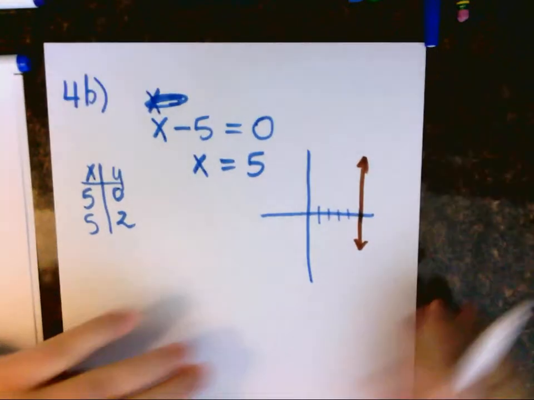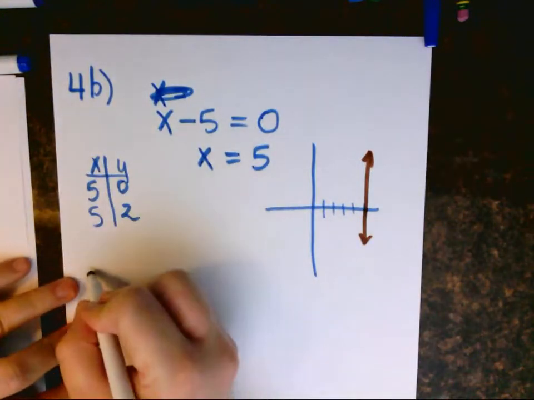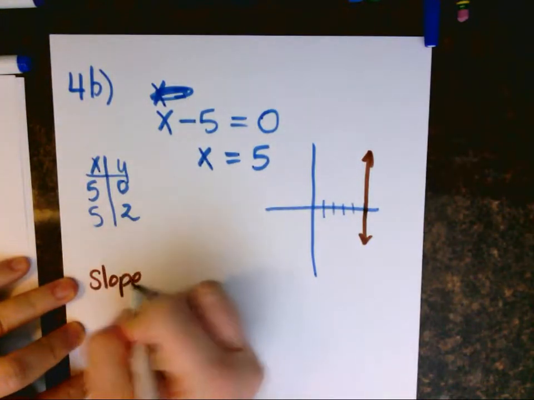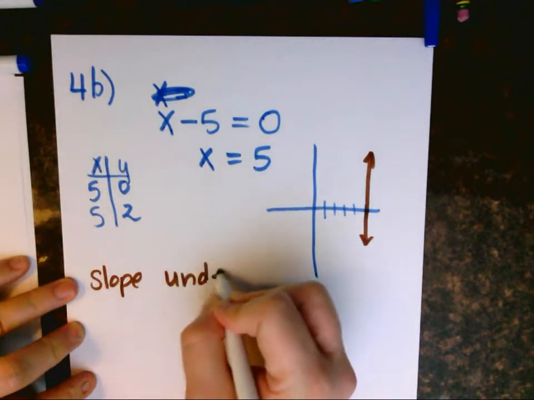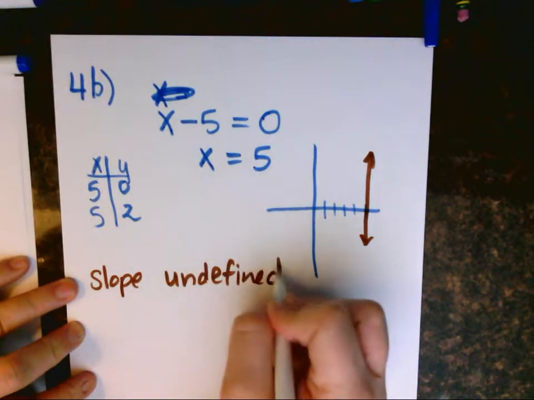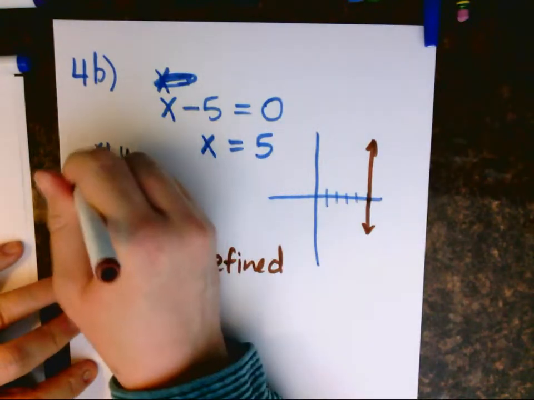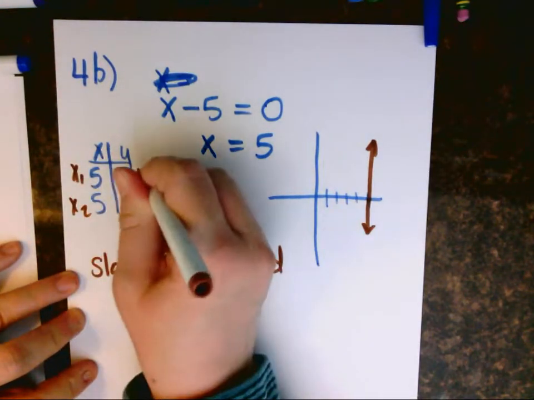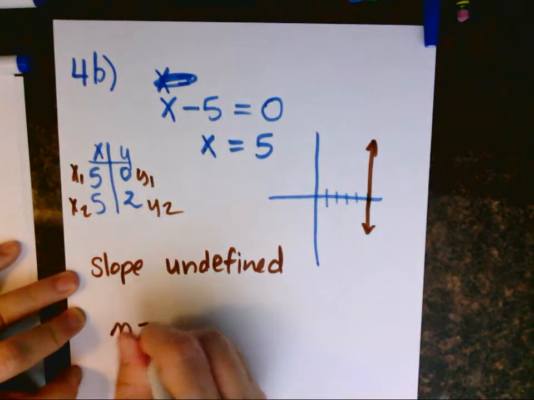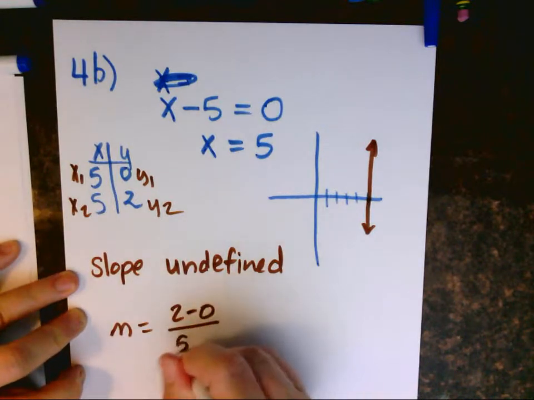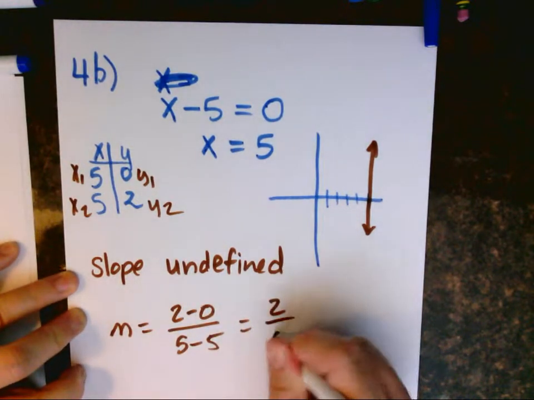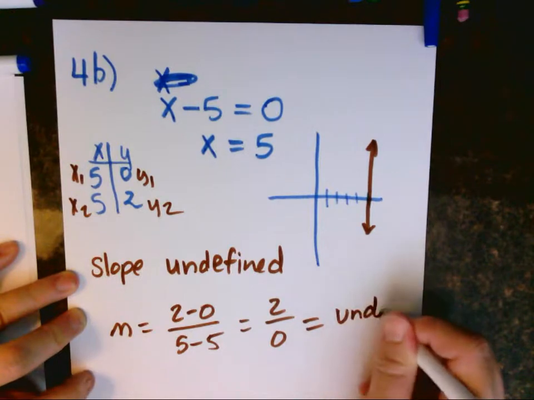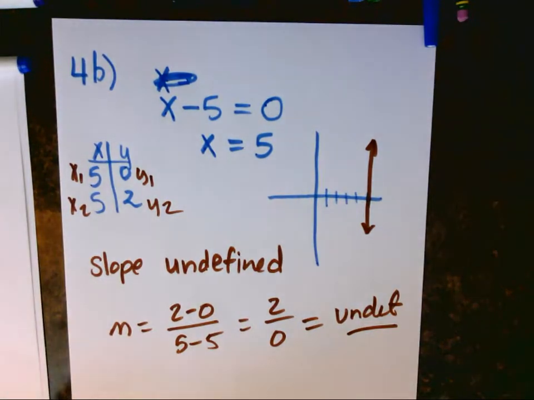So once again, we have a vertical line. We can test the points, but the slope is going to be undefined. Okay, and again, you could calculate this x1, x2, y1, y2. The slope is 2 minus 0 over 5 minus 5, which gives me 2 over 0, which is undefined. Okay, so that's what we're always going to get with a vertical line.